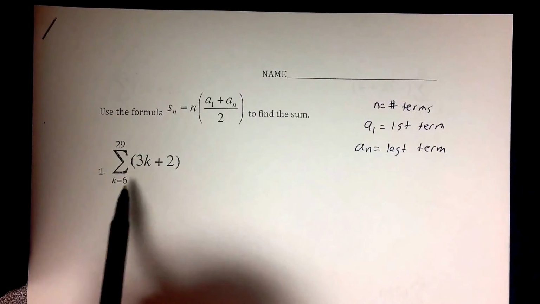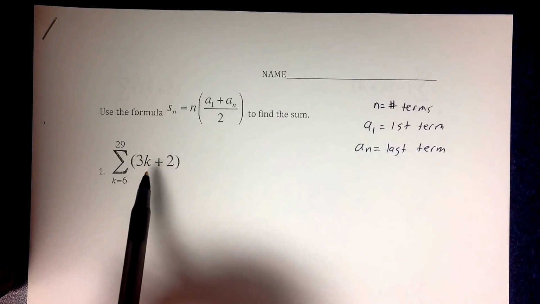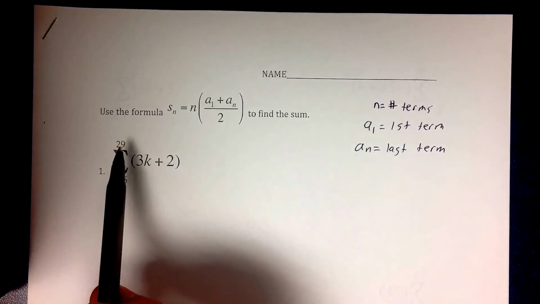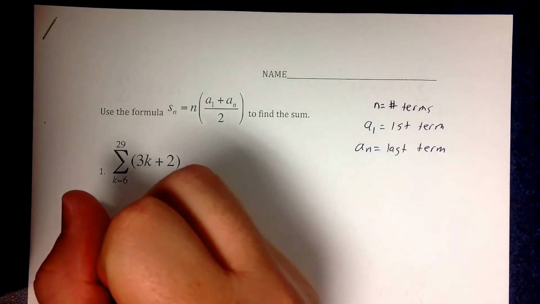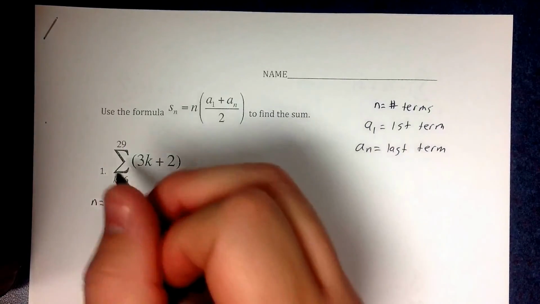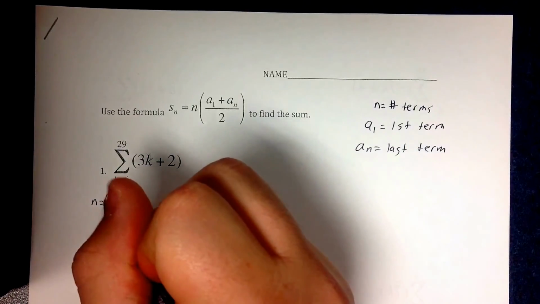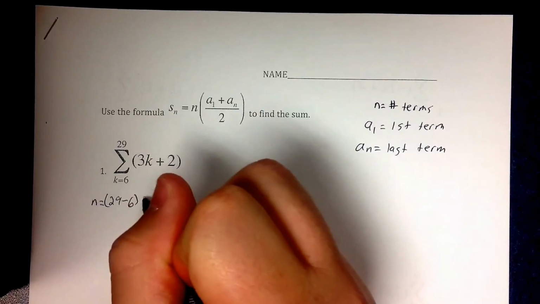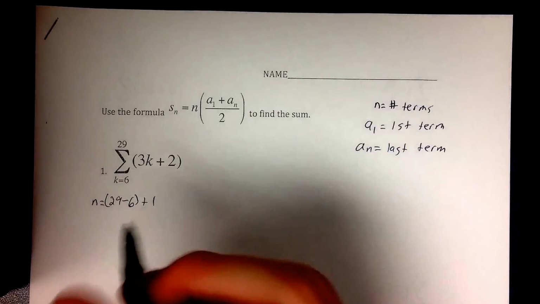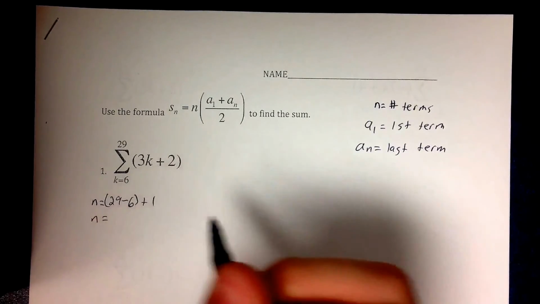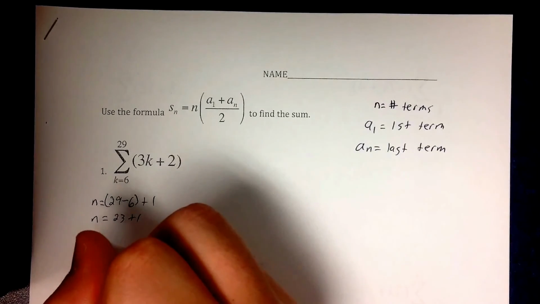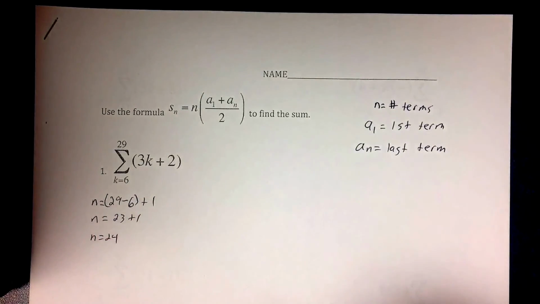So if we look at our problem, we're trying to find the sum of this series 3k plus 2, starting with the 6th term and going to the 29th term. So n would be the last term we're starting with, which is the 29th term, minus the 6th term plus 1. We have to add 1 because we're including the 6th term in our series. So 29 minus 6 is 23, then plus 1, so the number of terms is 24.